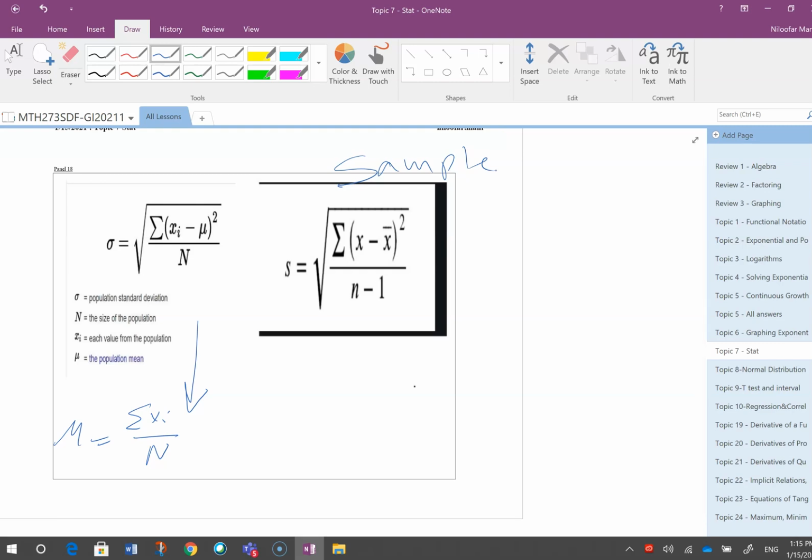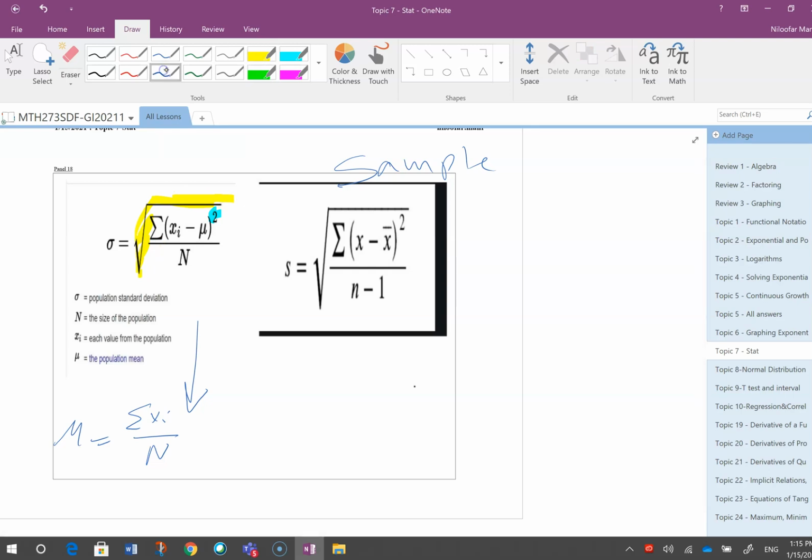I square it. I will show you why the square, and why the square root. And then we divide it by N.